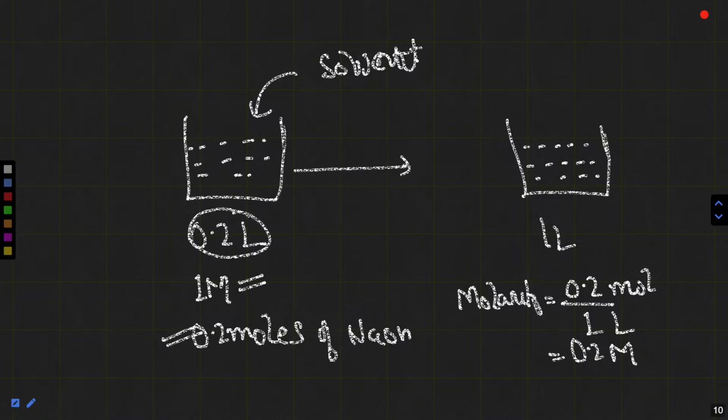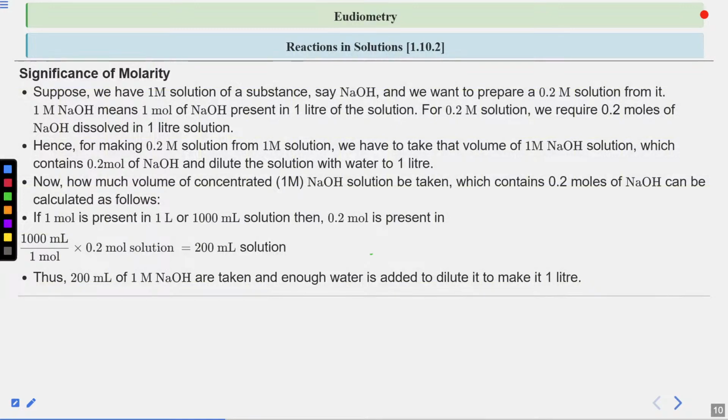Now in this same solution, we keep on adding the solvent. So our solute moles are fixed. We are just adding the solvent. Therefore, the solution's volume finally becomes 1 liter. Therefore, your concentration is now 0.2 molar. Got it? Now, if you are still facing difficulty in this, we will look at a calculational trick to understand this.